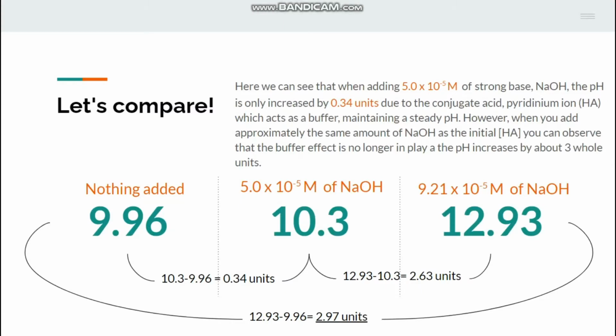Let's compare our pH values. Here we can see that we added 5 times 10 to the power of negative 5 moles of NaOH, and the pH only increased by 0.34 units due to the pyridinium ions maintaining the pH by using up the strong base to create more pyridine. However, when we added approximately the same amount of base as the initial HA amount, you can observe that the buffer effect was gone. As you can see, the pH increased by 3 whole units.